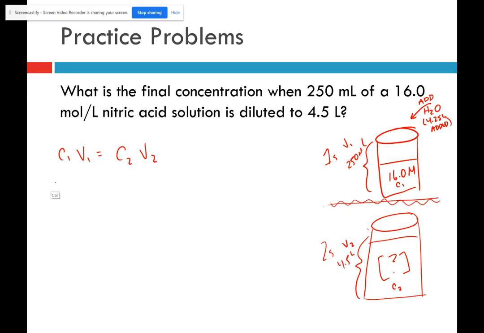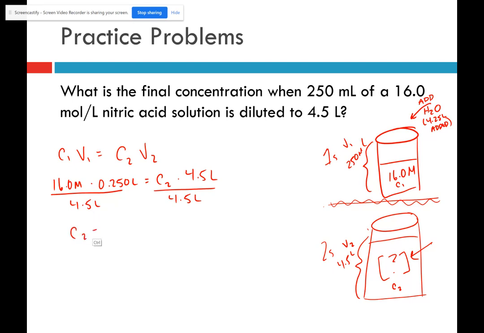Now, initially, my concentration was 16 moles per liter, and my volume, remember, we're going to keep this in liters as well because our molarity is still in moles per liter. So we're going to put this as 0.250 liters is going to equal my new concentration. I don't actually know what that is. That's what I've got to calculate for. That's my mystery. But I do know my new volume is 4.5 liters. So to get C2 by itself, I'm going to divide both sides by 4.5 liters.